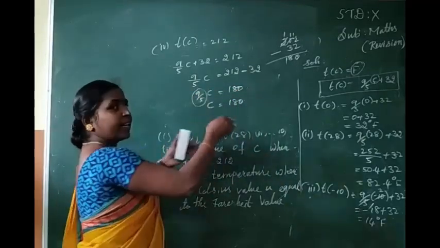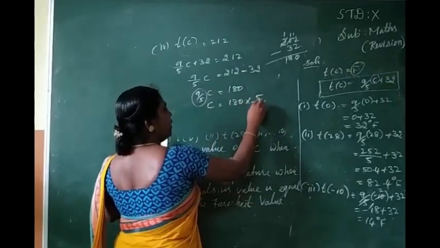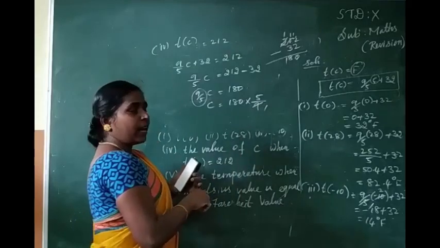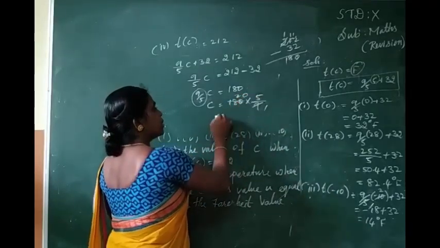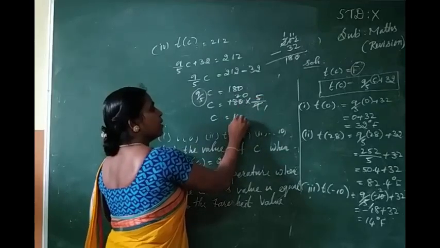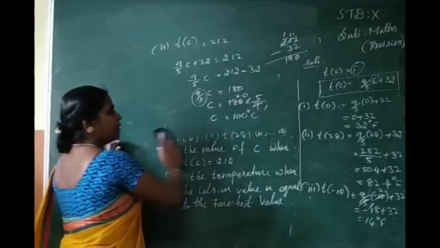9 by 5 goes to the right hand side into its reciprocal, 5 by 9. So 1 9 is 9. Here, 2 9s are 18, 0. So 20 into 5 is 100. So 100 degree Celsius. Okay, the fourth subdivision is also completed.